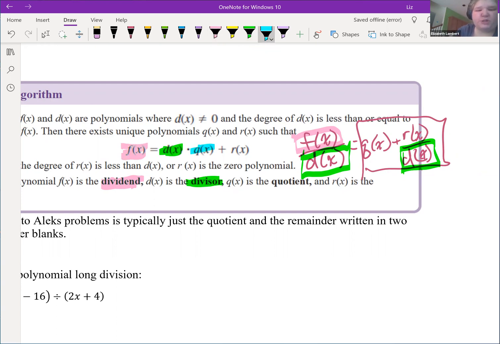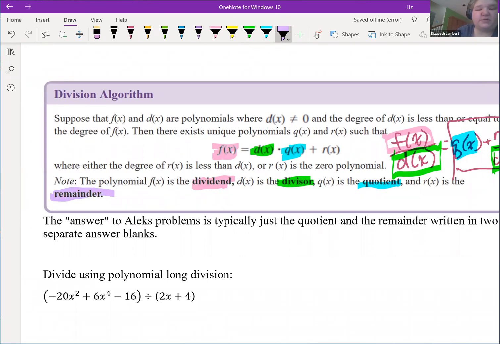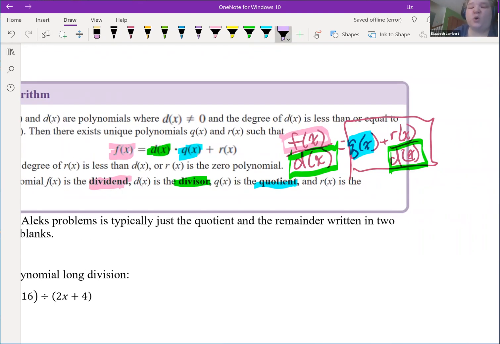Then the quotient is the first part of the answer that Alex typically asks for. And the remainder. So here they said the remainder is r of x, which means it's only the part on top that they're calling the remainder. So in Alex, you're going to type the quotient, and then in the other box, you will type just the part on top.